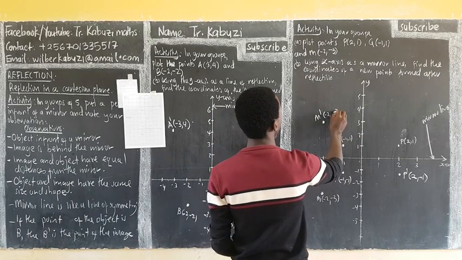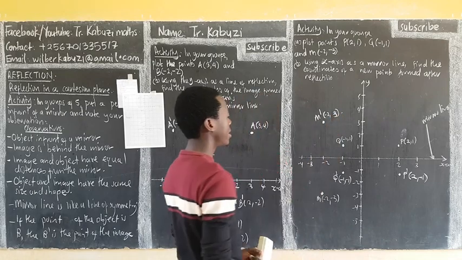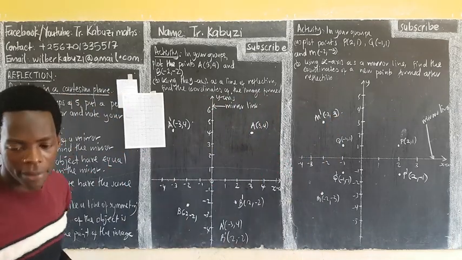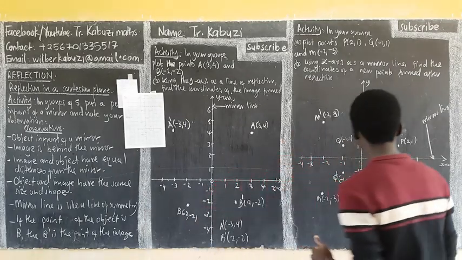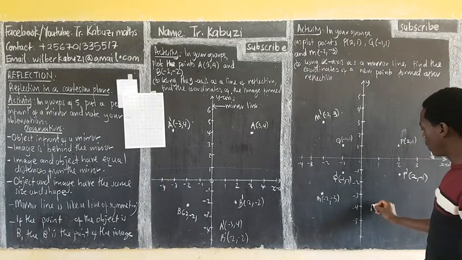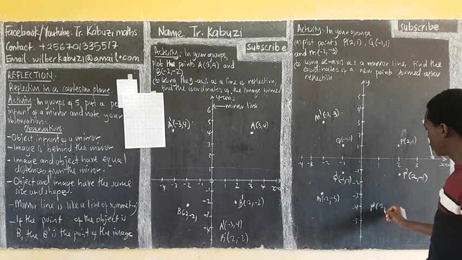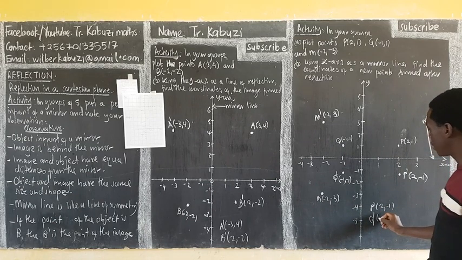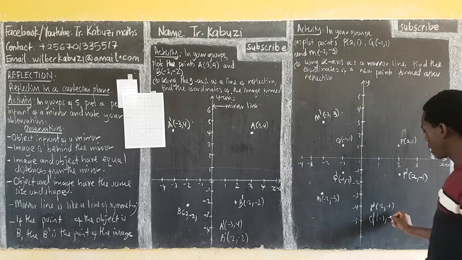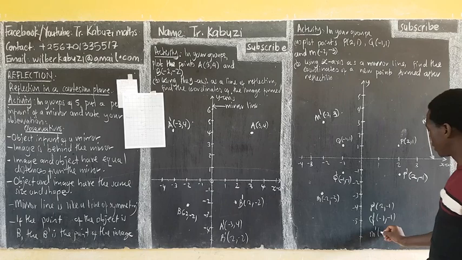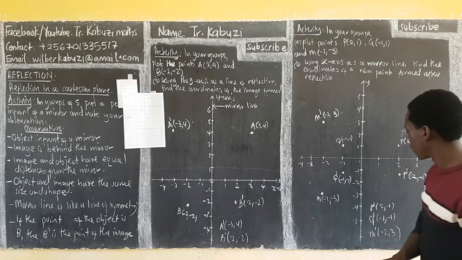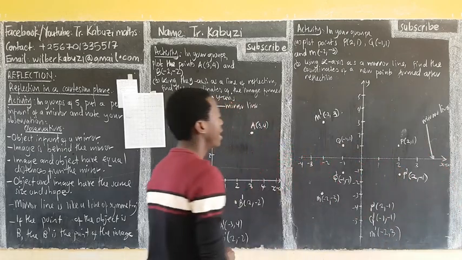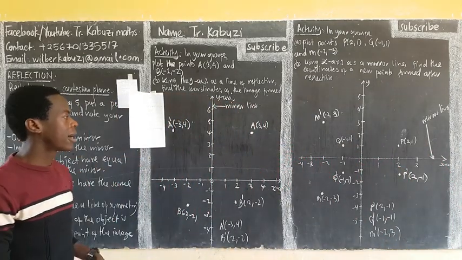I think you can see. So from there, after doing that, we come and we give our coordinates. So P prime is 2, -1. Q prime is -1, -1. M prime is -2, 3. So that's what we have there. So that's how we can do this.